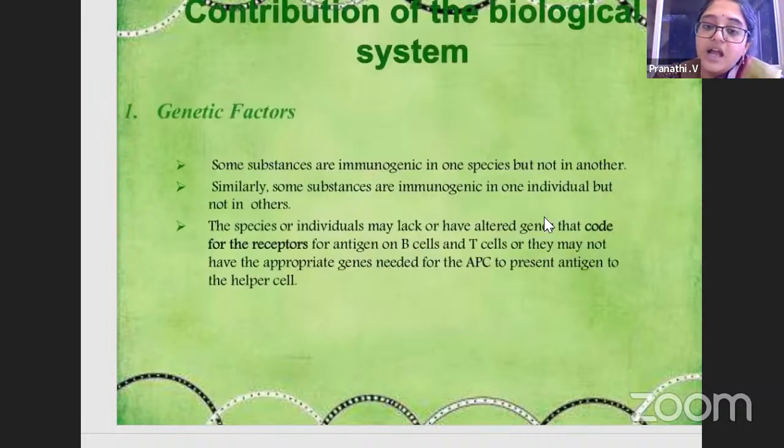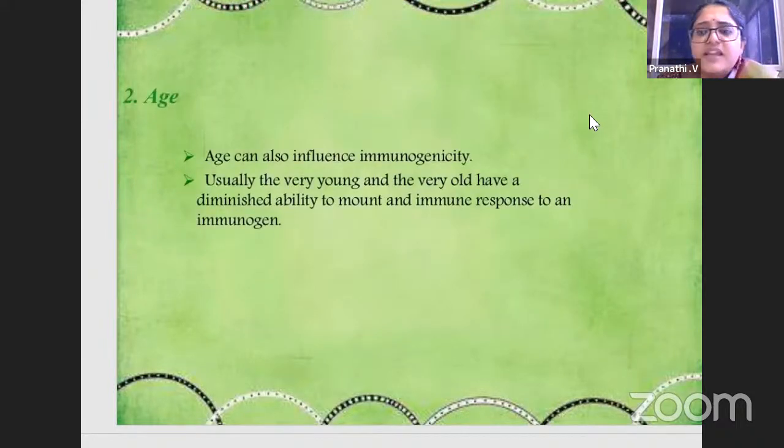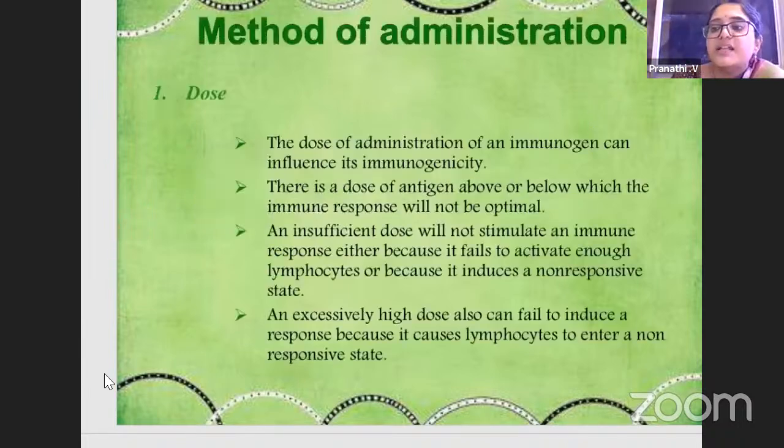Of course, genetics plays a very important role, because a person having an altered genetic code, as in the case of certain people who have recessive or mutated genes, will definitely not have the appropriate genes for the APC cells to be produced. Because of this, the immunogen goes undetected. Age: very young people do not have such mature cells present. Very old people are not able to have a good, proper immune system. That is why they are the most vulnerable and susceptible when it comes to anything.